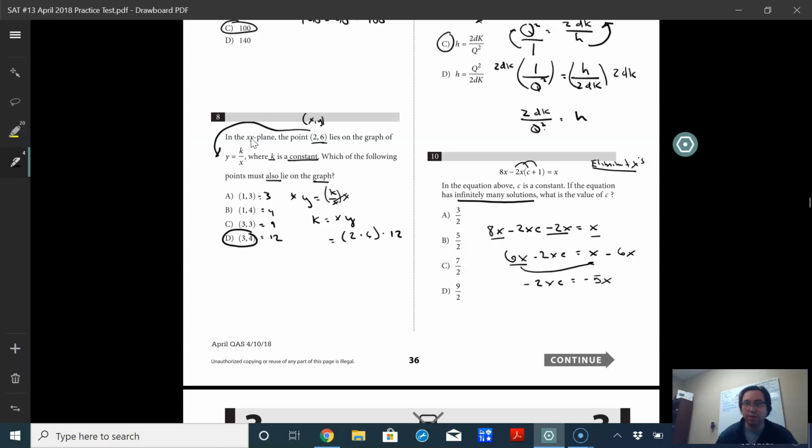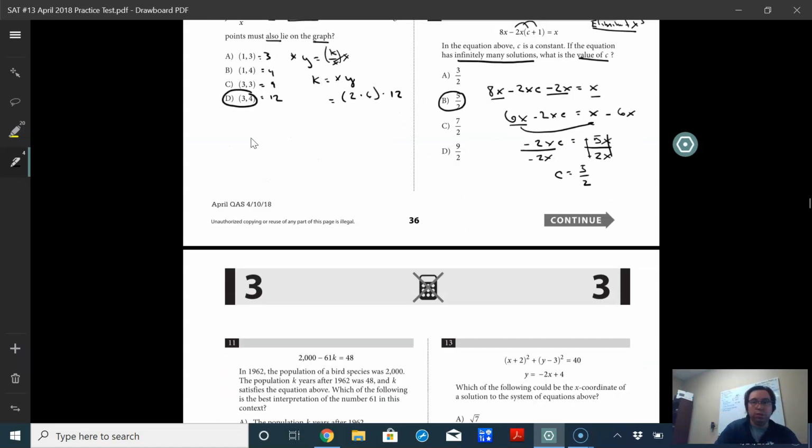But what we can now do, to isolate the c value, because it says what is the value of c, is divide by negative 2x here. Same thing, negative 2x. The x's will now eliminate each other. The negatives will now eliminate each other. So you're left with c equals 5 halves. And the answer choice would then be B. Good deal.